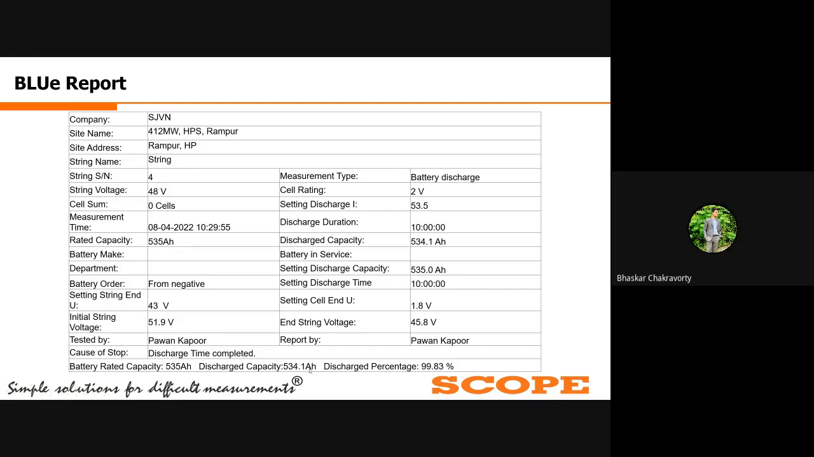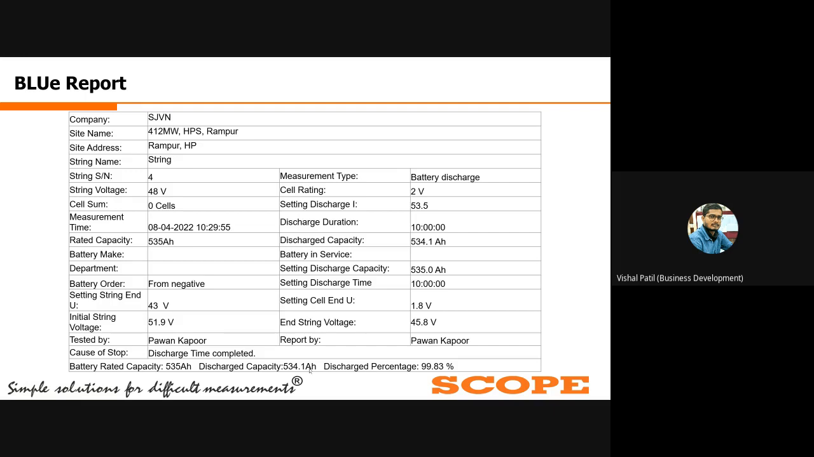There is one more question from Mr. Ankur. So sir, does the cell monitoring unit come with the loading unit, or do we have to purchase it separately?